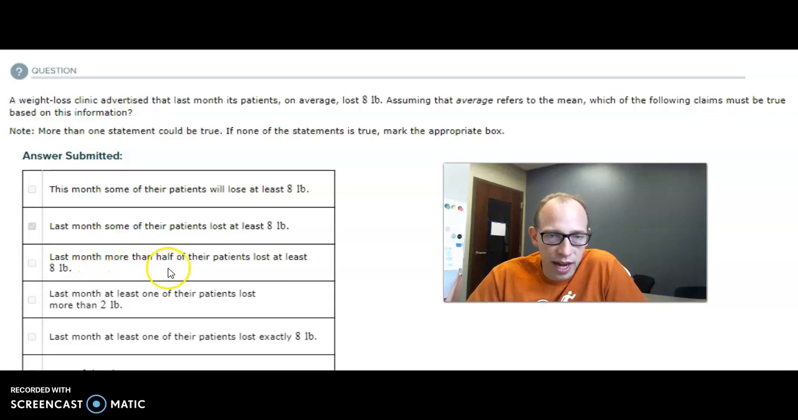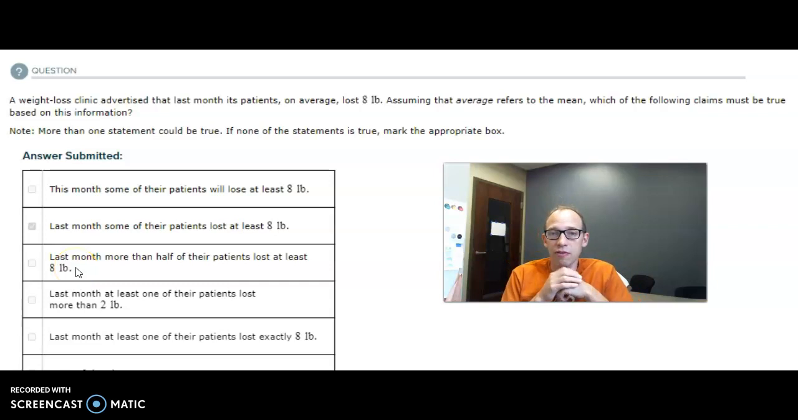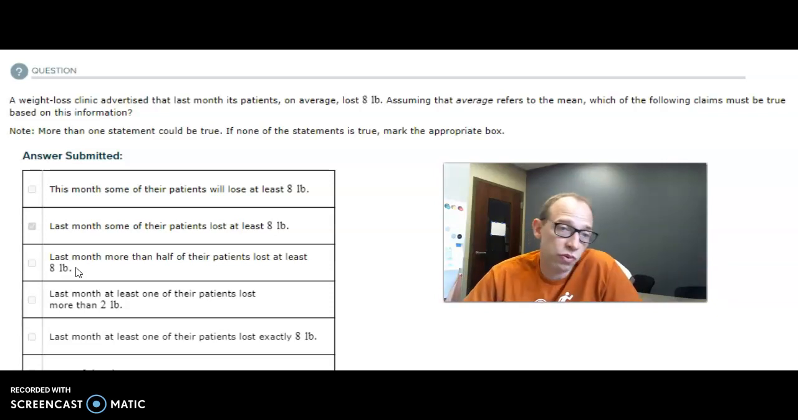Last month, more than half of their patients lost 8 pounds. Now that's not necessarily true because you could have one patient who loses 100 pounds. That would be extreme, of course. And all of the rest lose 0 pounds or 1 pound, and that could average out to eight. You don't have to have, like, if one goes down to six, the other goes up to 10. It doesn't have to be symmetric like that. Average is just going to add them all up and divide by the number there are. So that's where an outlier in either direction can really pull the average towards it. So we don't know that more than half their patients lost eight.